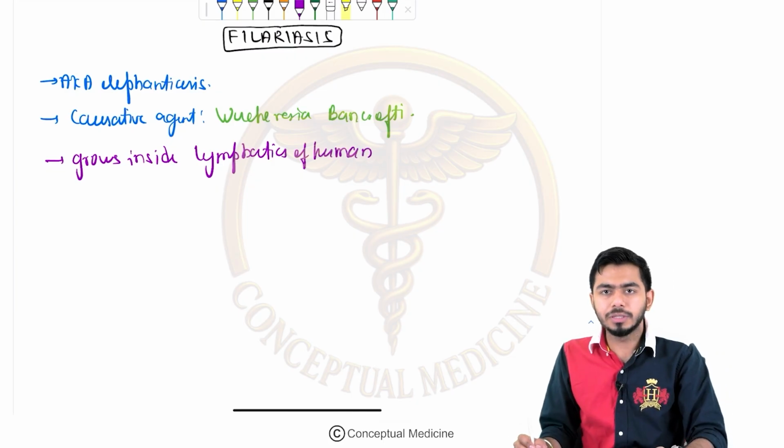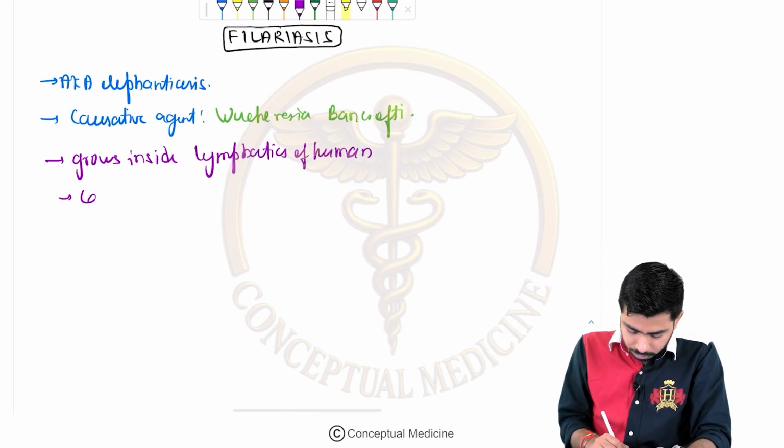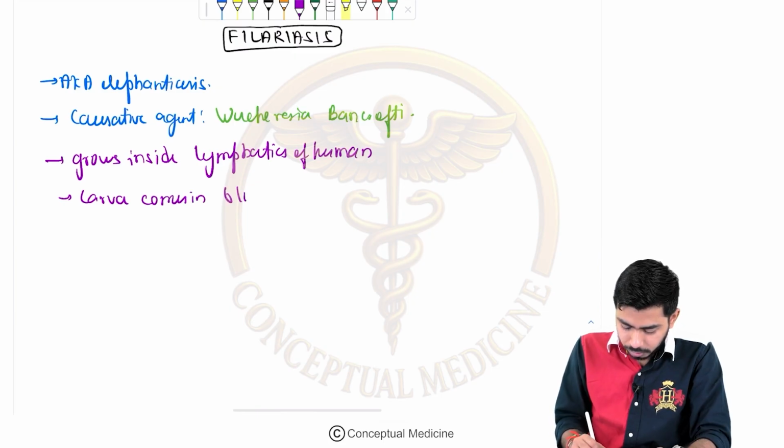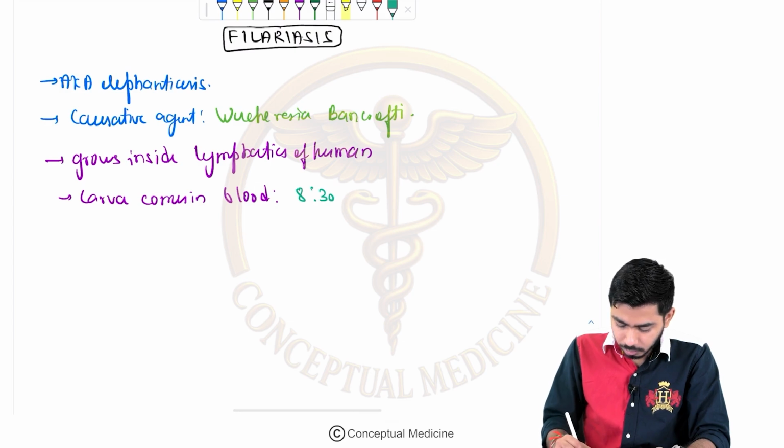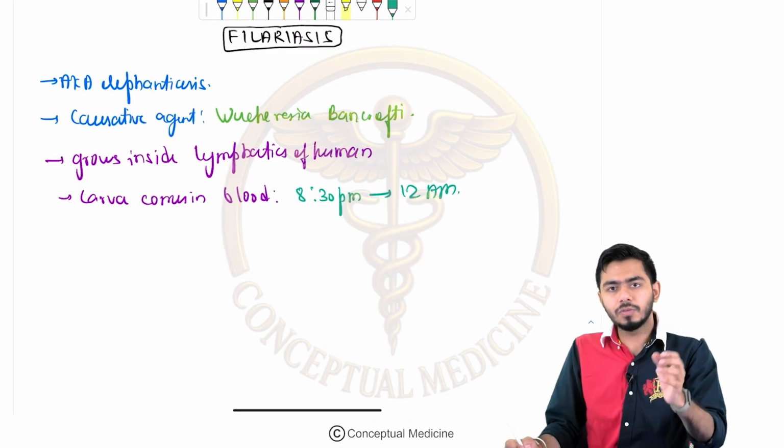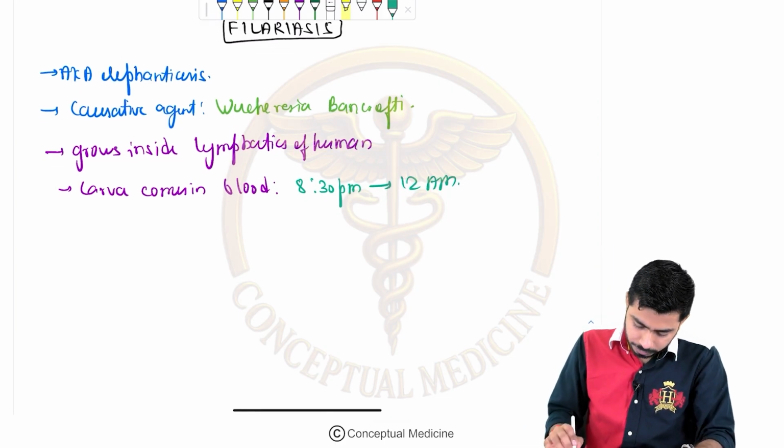And the larva will be coming into the blood. The larva comes into the blood during the night time usually, between around 8:30 p.m. and 12 a.m. So the larva will be coming into the blood at that point of time.